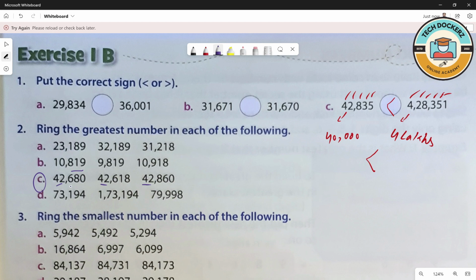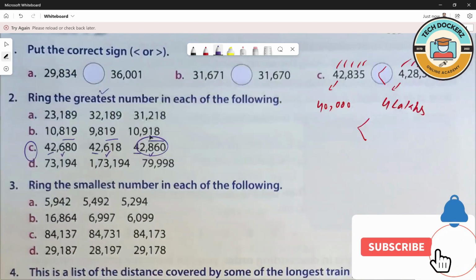As we can see, the ones period starts with 600, 600, and 800. So which one is the greatest number? The 800 is the greatest number. So 42,860 is the greatest number. So let's circle it. Move to question number 3.